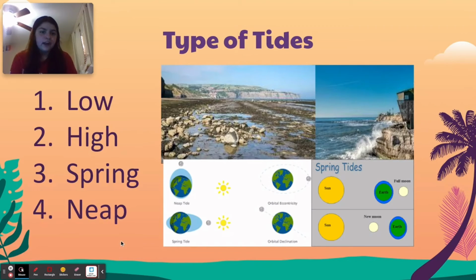These are the four different types of tides we have: low, high, spring, and neap tides. And this is an example of each tide. This is a low tide, a high tide. And this one right here is how a neap tide is created, and a spring tide is created.